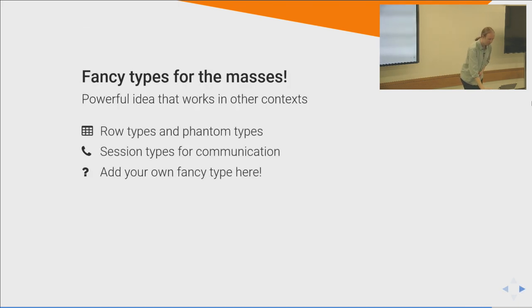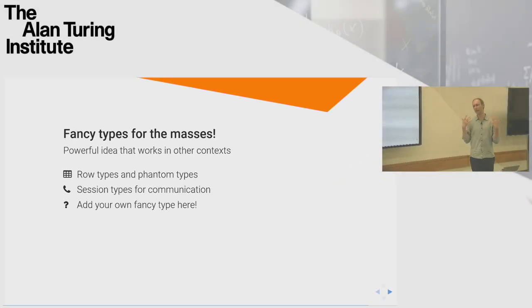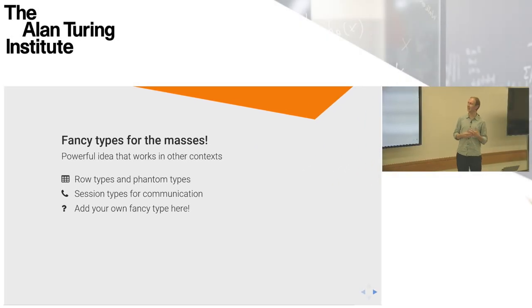And this is a really nice idea. In this paper, we encode things that you could otherwise track with row types and phantom types. There's some other work that people have been doing on encoding session types using type providers. And I think there's potential for adding a lot of other interesting work that has been done on type systems, encoding it in this very simple, user-friendly way.